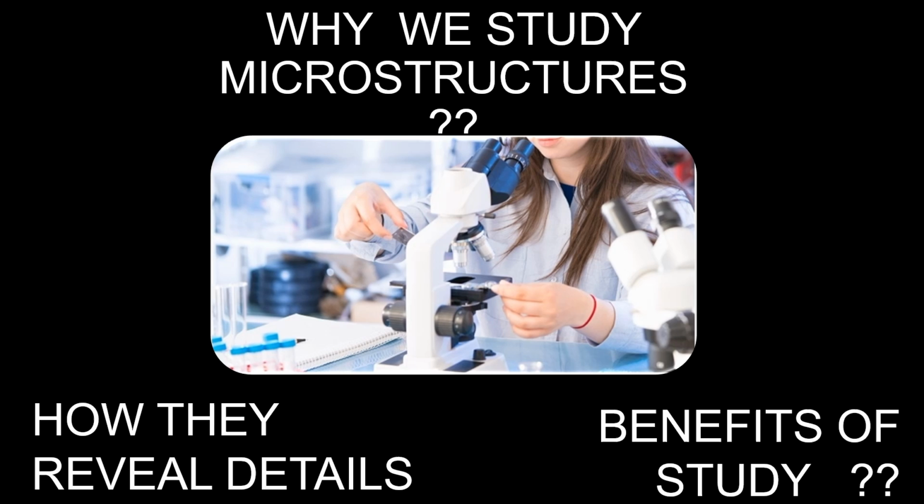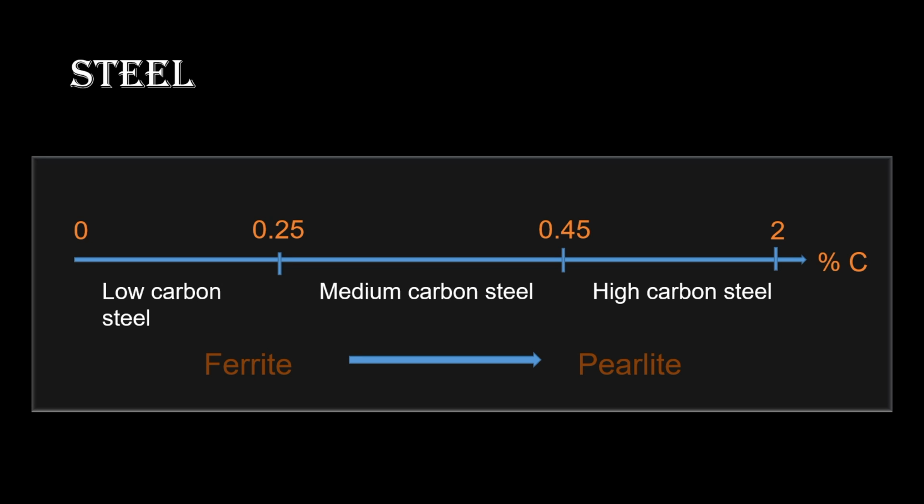In this practical, we are going to observe the microstructures of steel, cast iron, and alloy steel. When it comes to carbon steel, we can segregate it into three main categories according to the carbon content. They are low carbon steel, medium carbon steel, and high carbon steel.